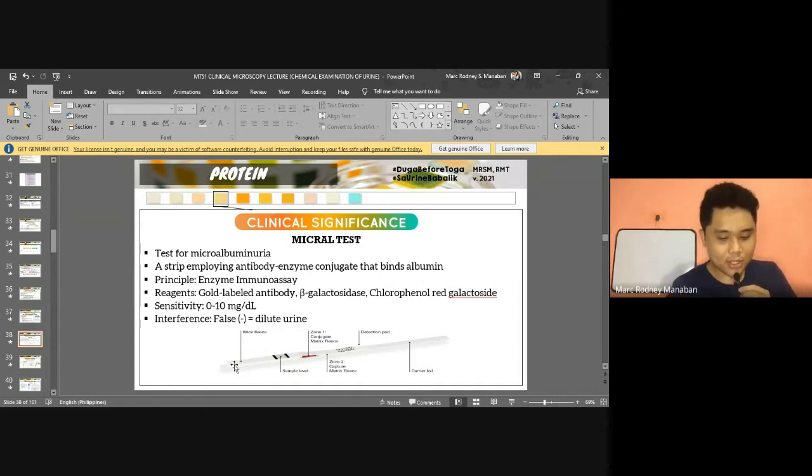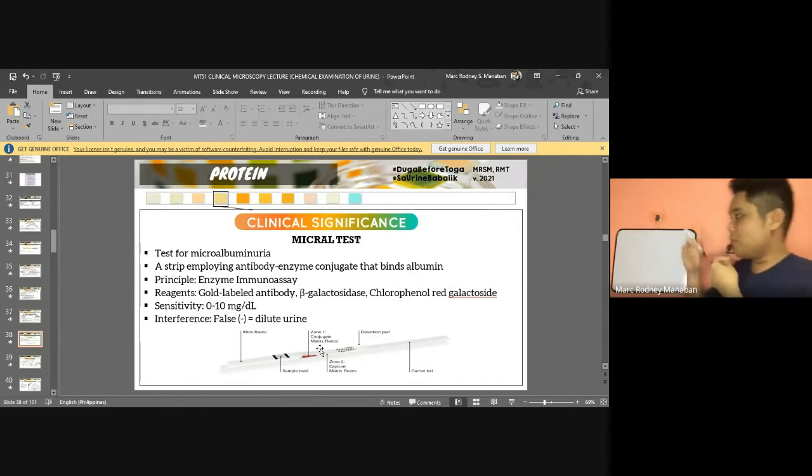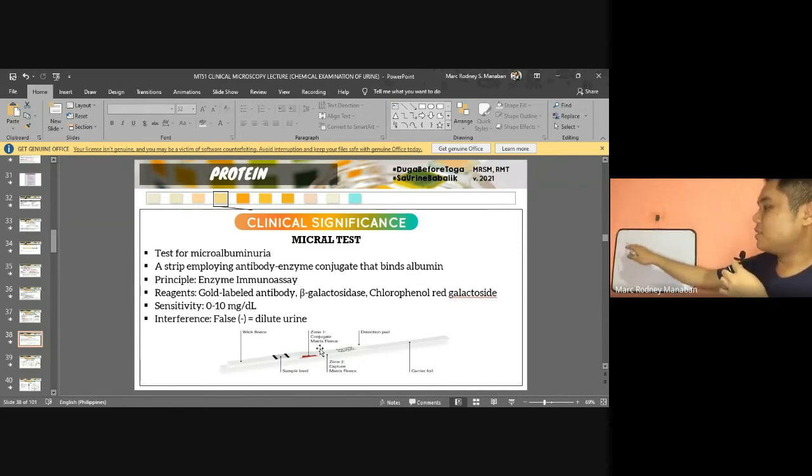So your sample starts here. It will go there. There is a detection zone, a zone 1. The albumin, if present, will bind to the antibody. I drew it here: for example, this is albumin. And then you have here the antibody to albumin labeled with an enzyme. I put the enzyme here. So of course, when you put in the sample, it combines with it here.